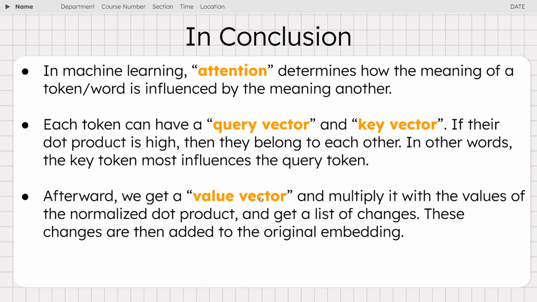Afterwards, we get a value vector and multiply it with the values of the normalized dot product. So the number that we get from here, we normalize it and then multiply with the value vector, and then we get a list of changes. These changes are then added to the original embedding so that it reflects the more refined embedding that has all the meaning and context of the relevant words.